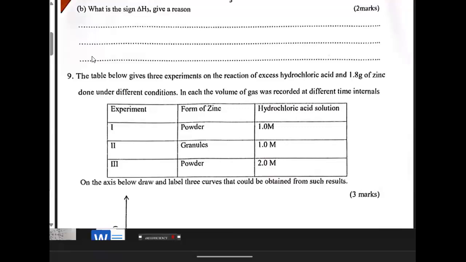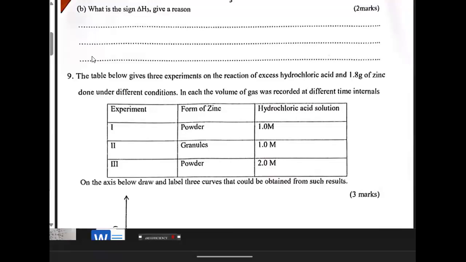What is the sign for DH3? For DH3, the sign is going to be negative. Reason, heat is being lost to move from gas to liquid. Bonds are being formed. So in that case, the sign is negative. The sign is negative to show an exothermic reaction.